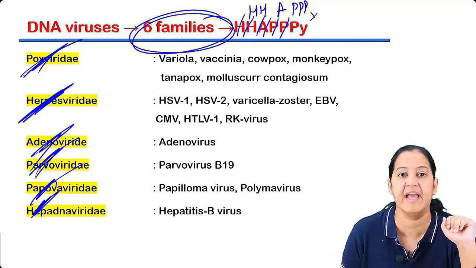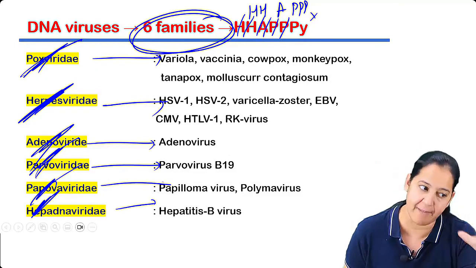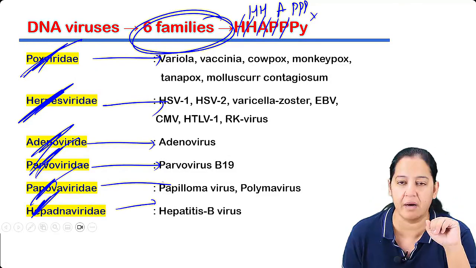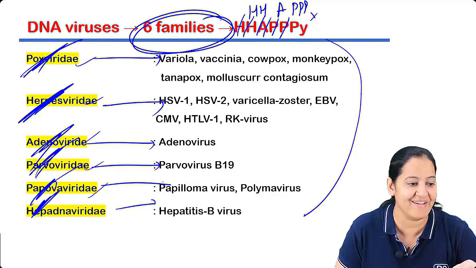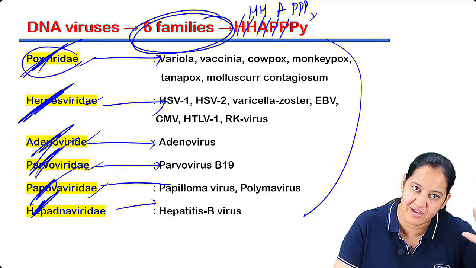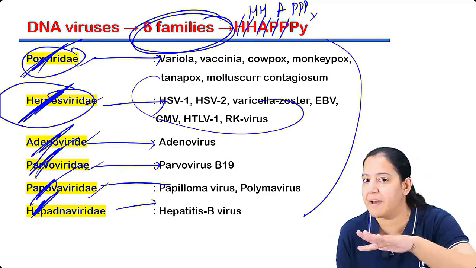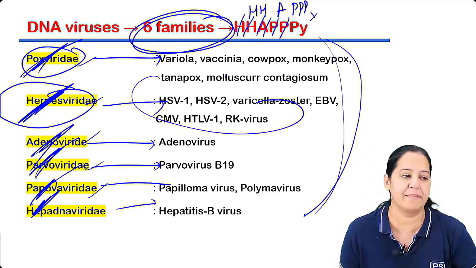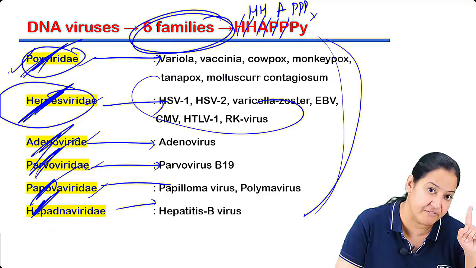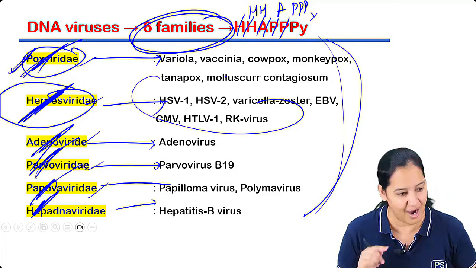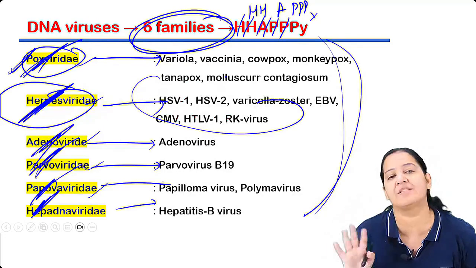Don't forget. You can learn the members inside each family, not just the family. But I'm not reading the members right now, because one by one I will teach you all 6 today only. Whenever I start a family, I will tell the members and then I will explain. Don't worry. First I will start with pox, after the classification. So, six families of the DNA viruses.